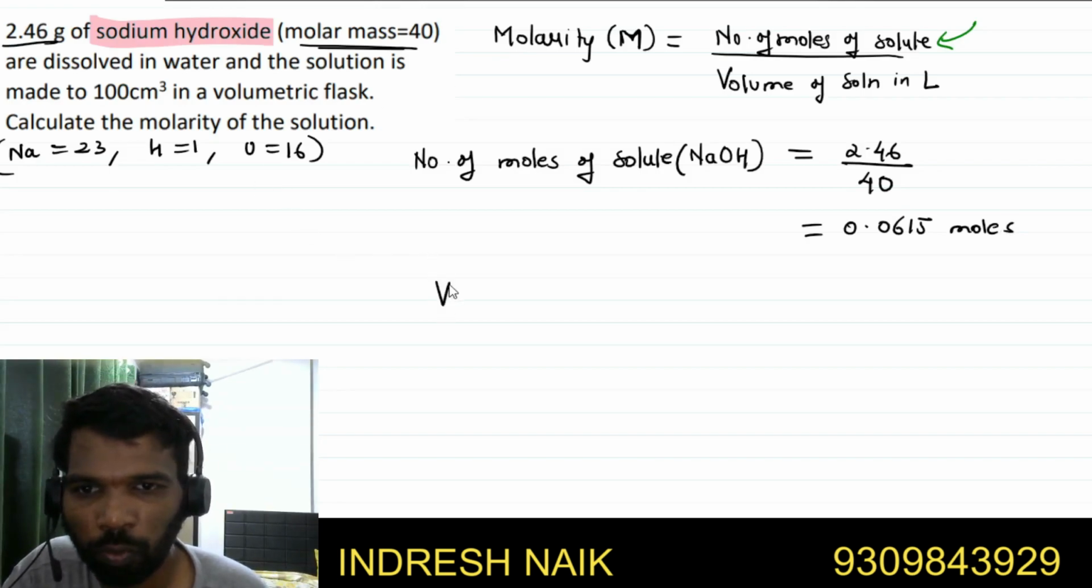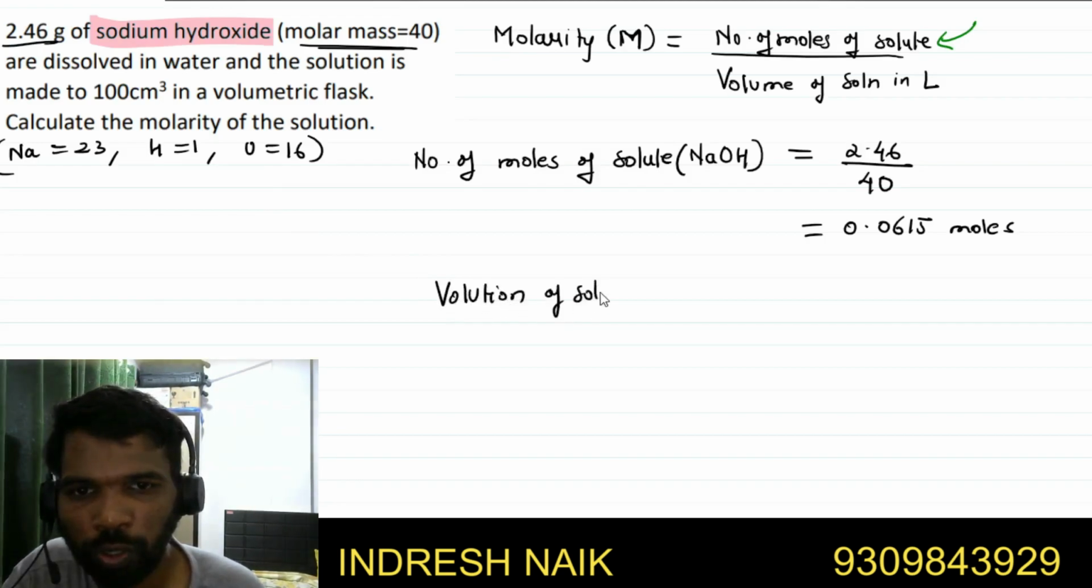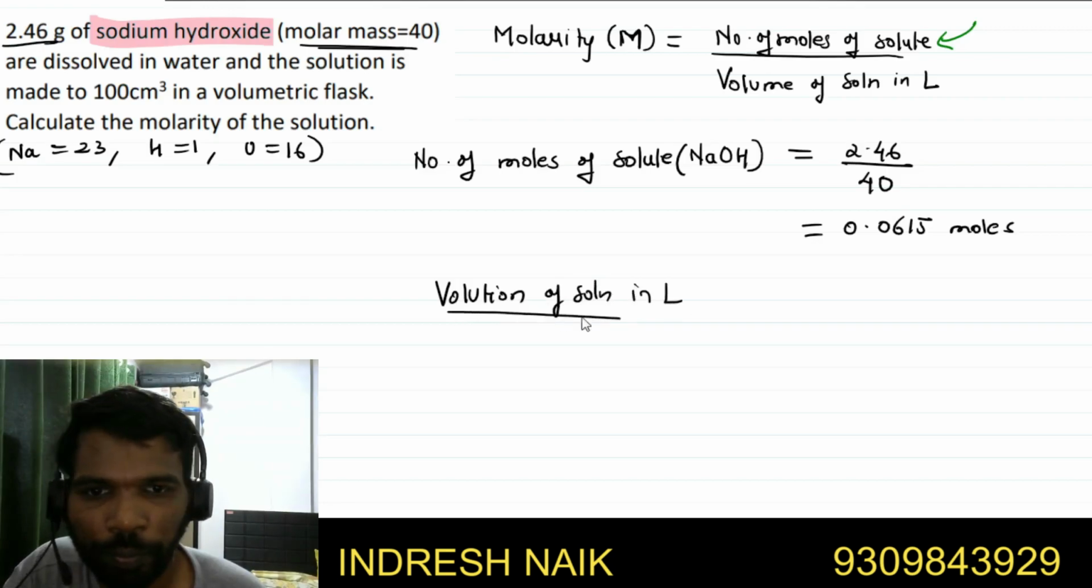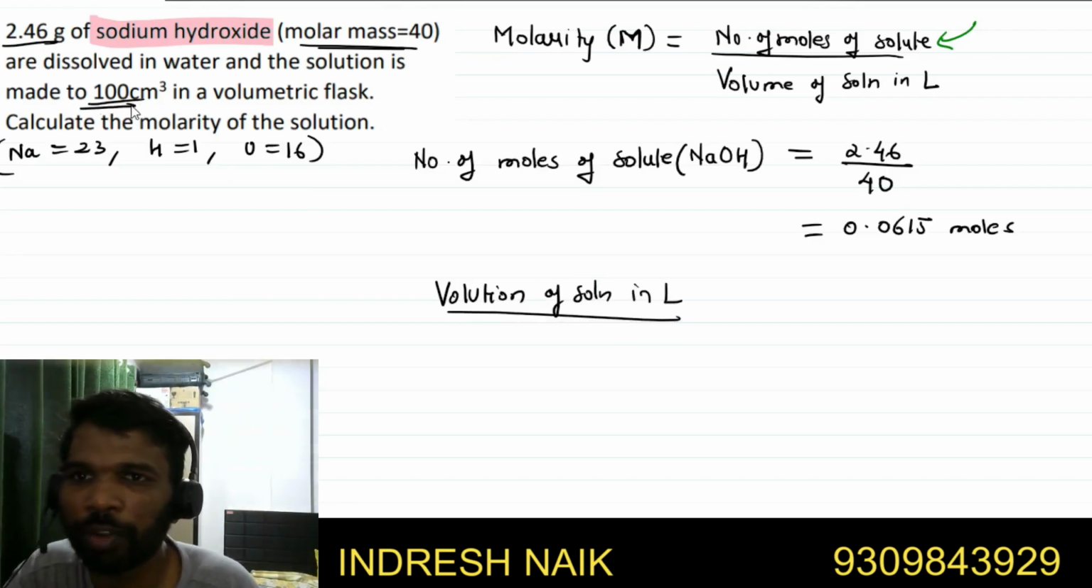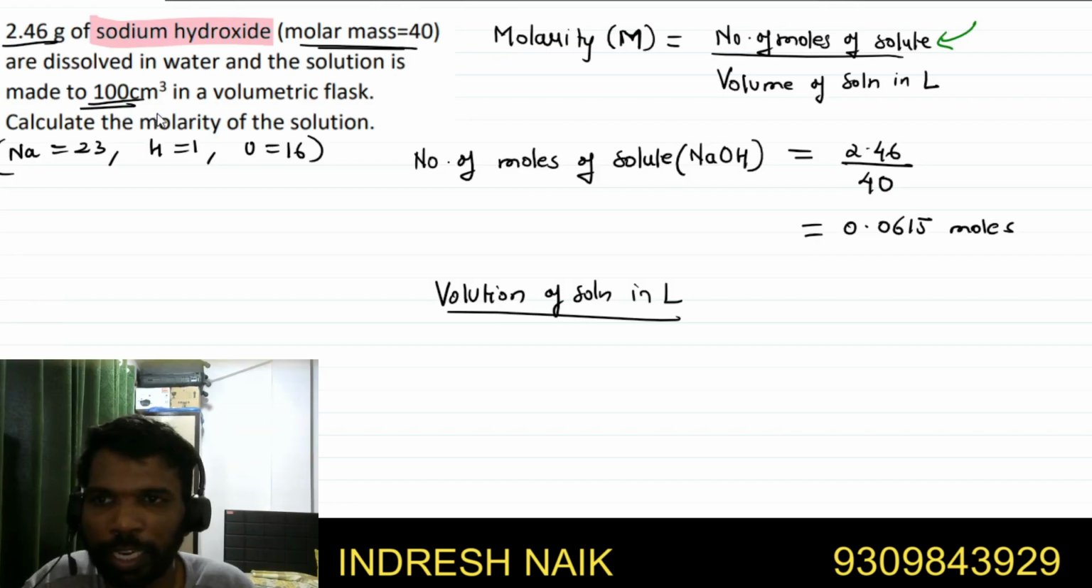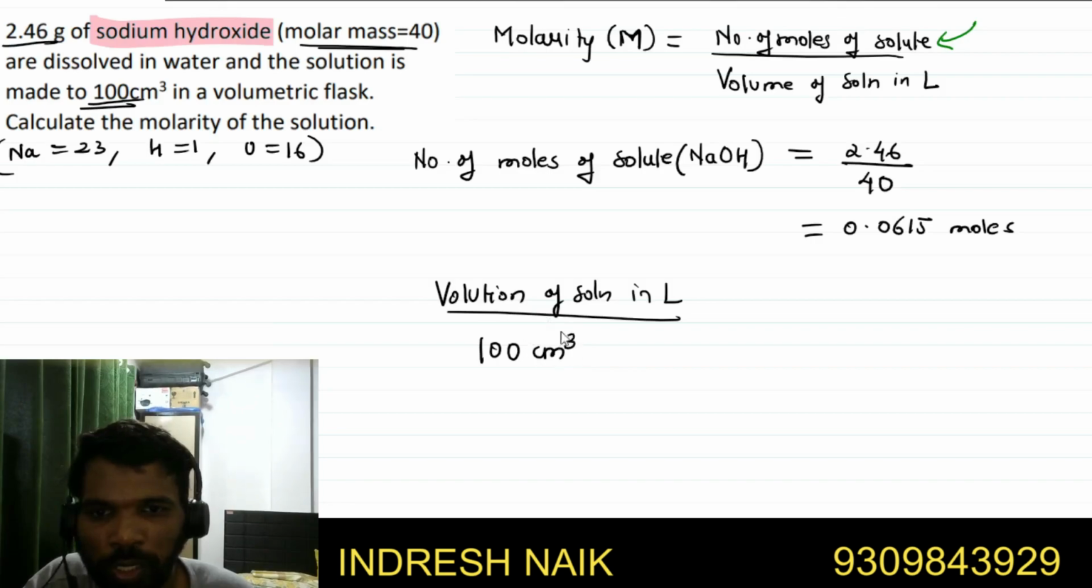Now, what is the volume of solution in liter? Let's discuss the volume of solution. What is given over here? 100 centimeter cube. A solution is made up to 100 centimeter cube, which means after adding the solute to the solvent, the final volume is 100 centimeter cube. So what is this centimeter cube? 1 centimeter cube is equal to 1 mL, right?